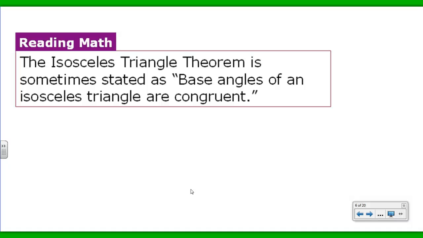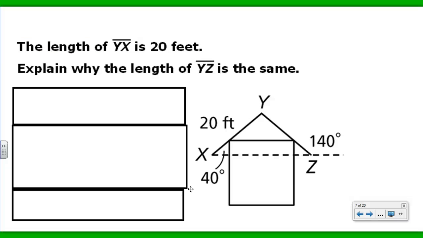Some people might think that we only think about the legs of an isosceles triangle, but we could think of it this way as well. The base angles of an isosceles triangle are congruent. Okay, so the length of XY is 20 feet. Explain why the length of YZ is the same. So pause, think about it, jot down your thoughts, and come back.